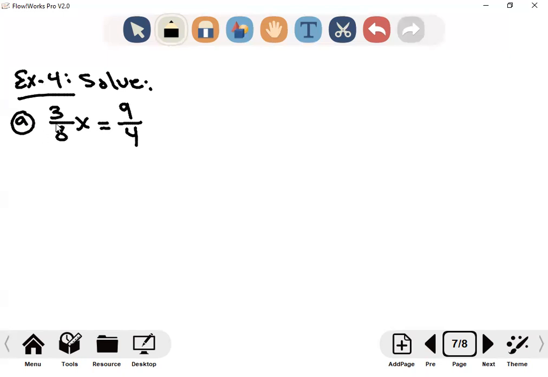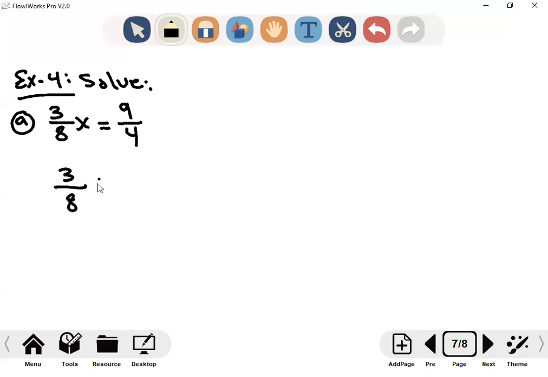Focus. Here between 3 and 8 and x, we have multiply. To get rid of multiplication, we will divide both sides by the coefficient of x. What is the coefficient? It is the number which is multiplied by x, always. x can be here or here, whatever its place. Always divide by the coefficient of x, both sides.